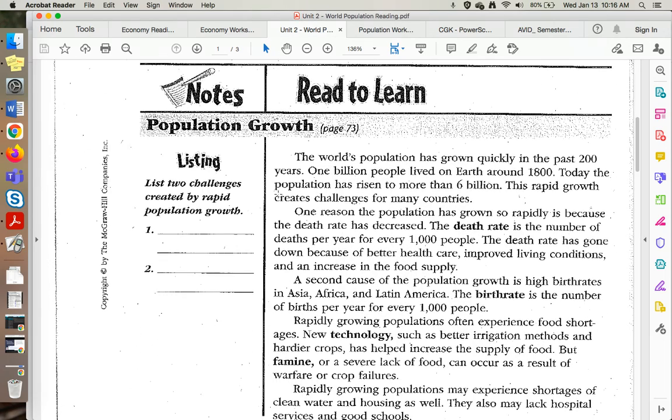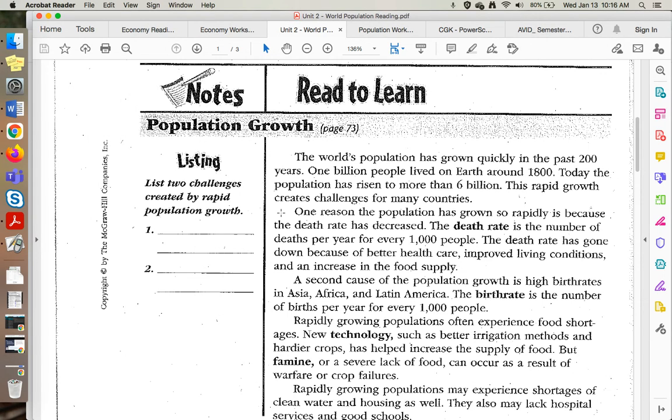Population growth. The world's population has grown quickly in the past 200 years. 1 billion people have lived on Earth around 1800. Today, the population has risen to more than 6 billion. At the time this was written, that was accurate. We're actually above 7 billion right now. This rapid growth creates challenges for many countries.